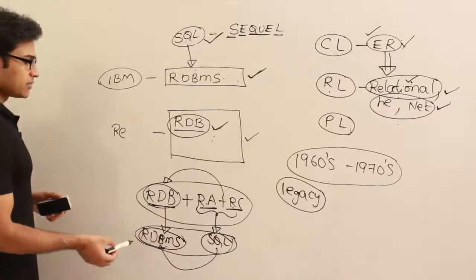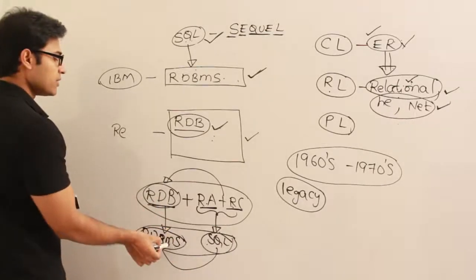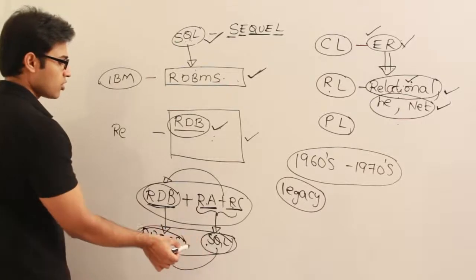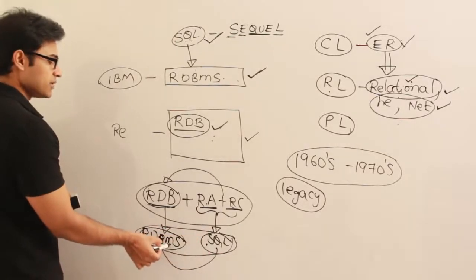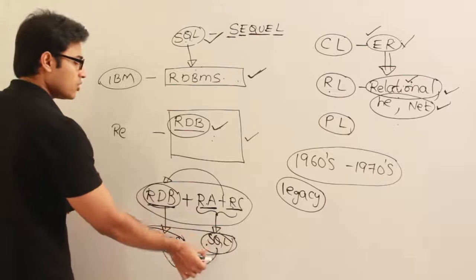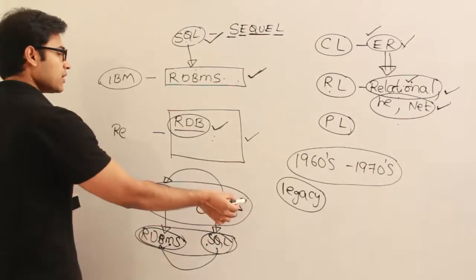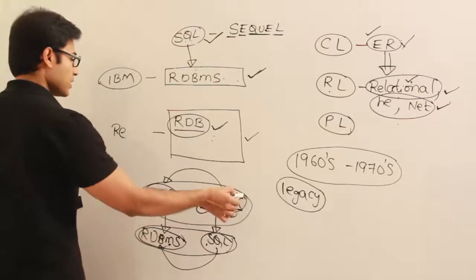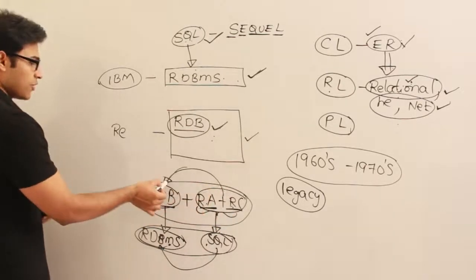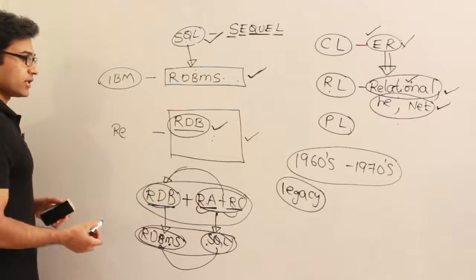So what is the relationship between SQL and relational databases? SQL runs on top of the relational database management system, and whatever query you give to the relational database management system is going to be converted into relational algebra and relational calculus, and it will finally act on the relational database model itself.